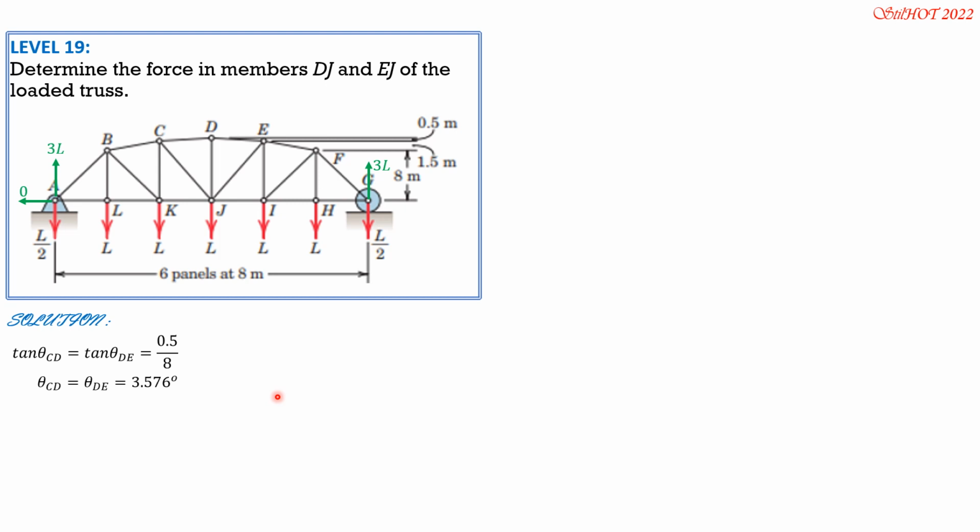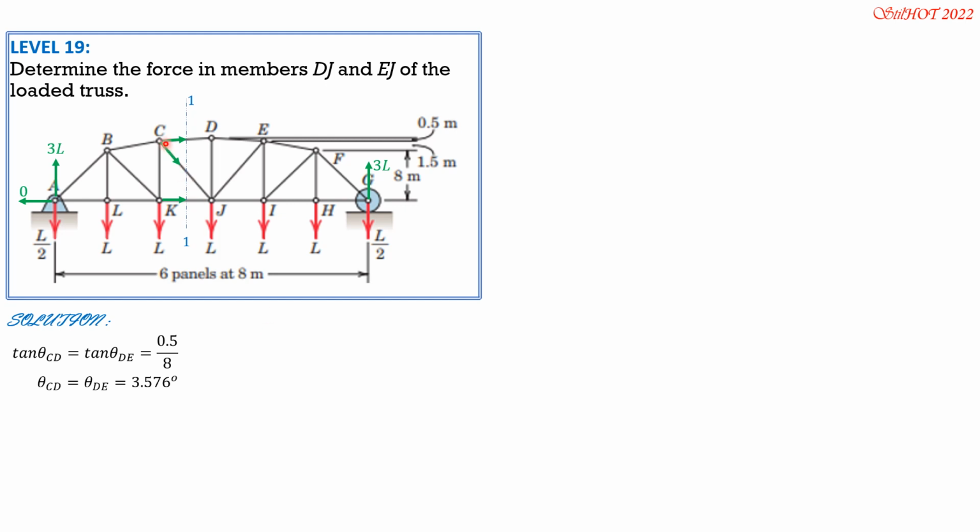Then we cut this section 1-1. Let's consider forces to the left. Then the members involved are CD, CJ, and JK.